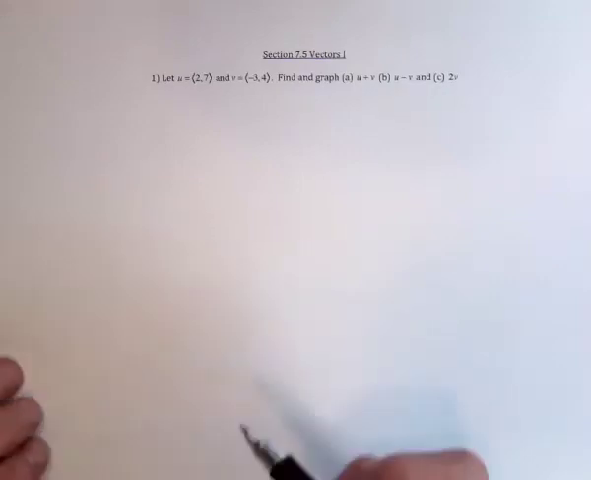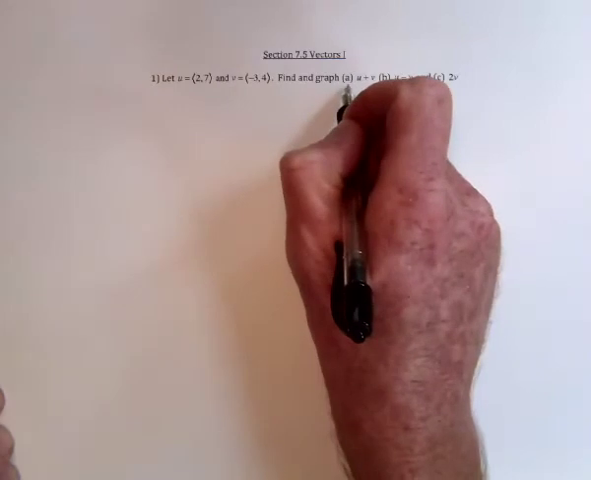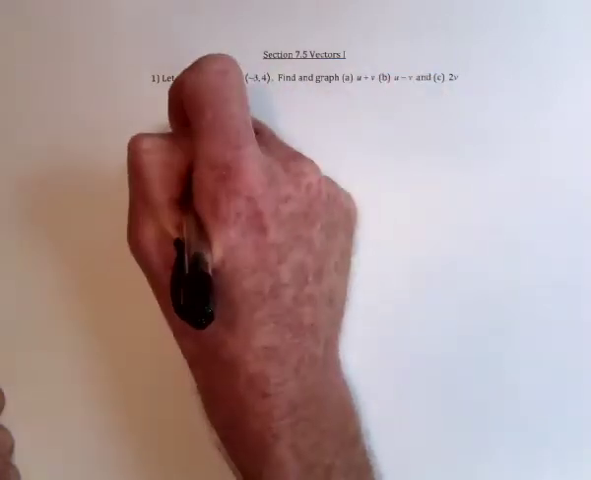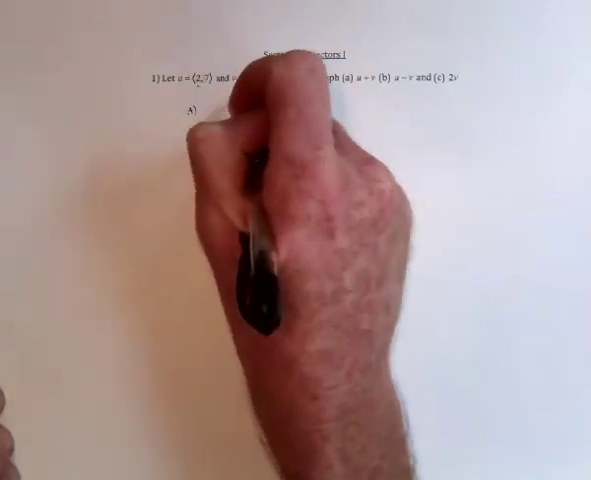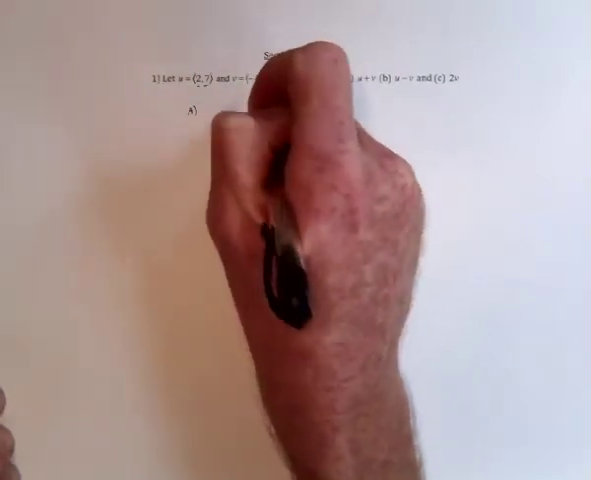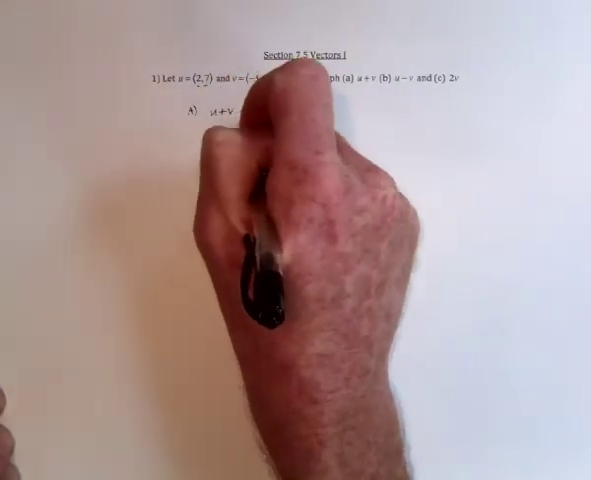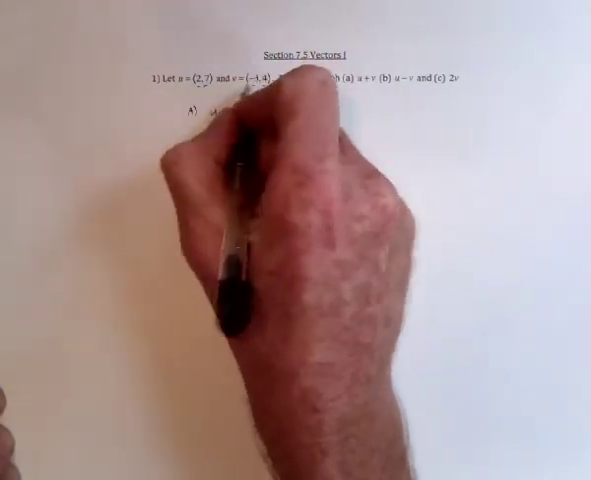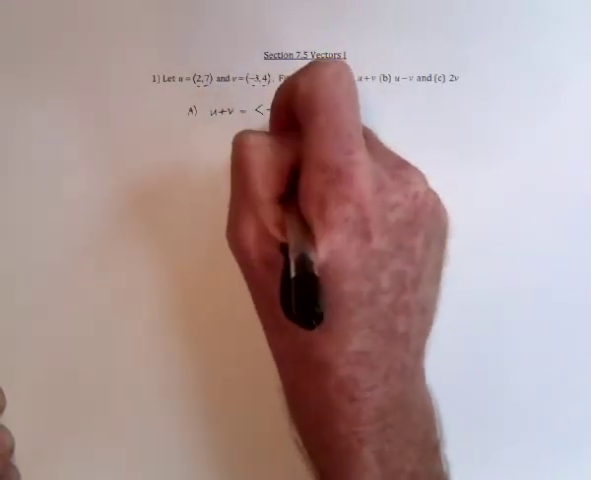So here's a geometrical look at some vectors. First of all, add them together. To add two vectors, you just add the first component with the first component and the second component with the second component. So u plus v is going to be a 2 combined with a -3 is -1, and then a 7 and 4 is 11.